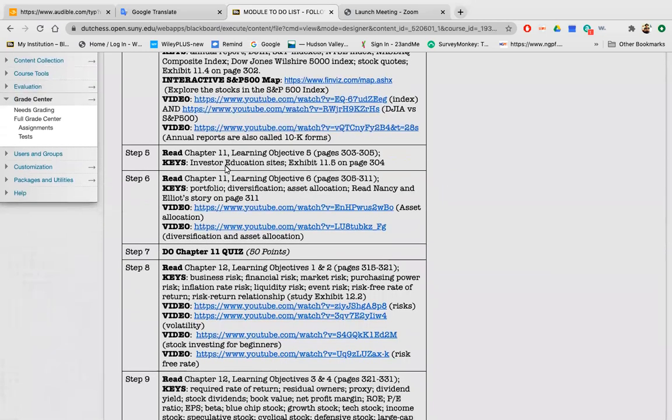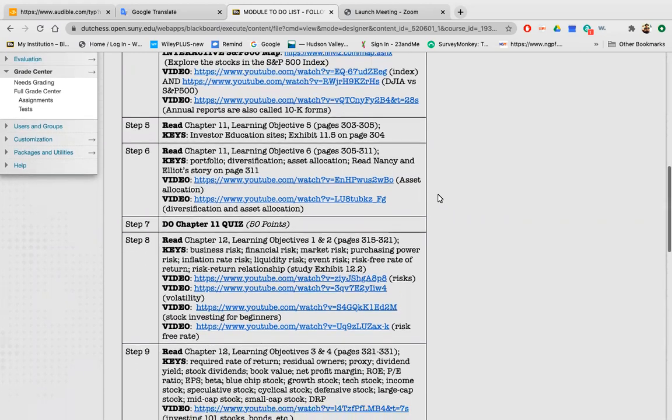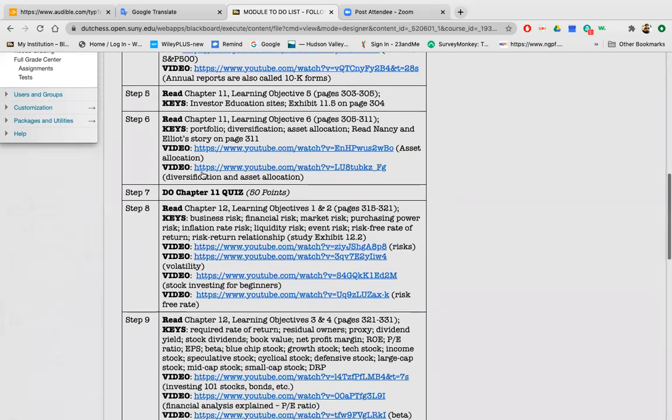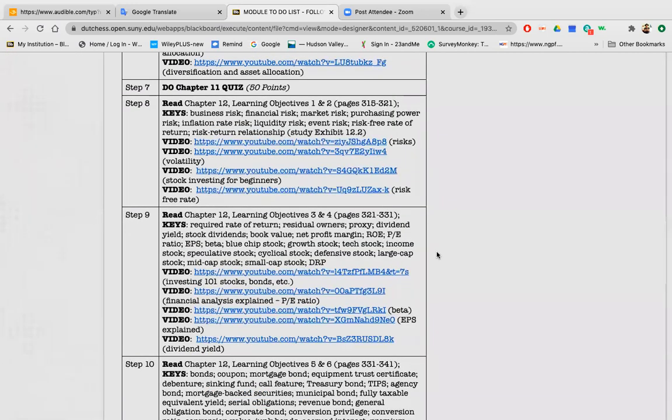There are several investor education sites that I think you might find interesting. They're listed in the book. Probably look through some of those. And of course, understanding that when you're buying various stocks for yourself, you're actually creating a portfolio. So understanding what a portfolio is and how to diversify is a big part of how Chapter 11 wraps up. And there's a quiz for Chapter 11. Chapter 12, there's a lot more to Chapter 12 and a lot more activities to do in Chapter 12.